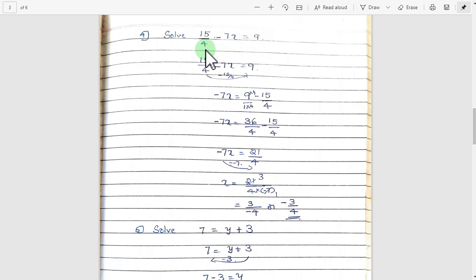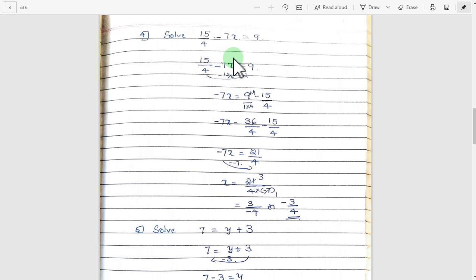So what we are doing: the variable x we keep on this side and take the number to the other side. Now 15/4 is the number, -7x = 9. First we have to take 15/4, since it is far from x. When you take 15/4, its sign, no sign, means plus sign, plus becomes minus.